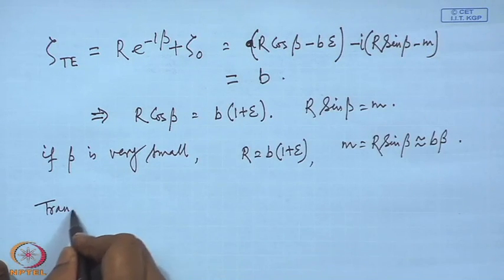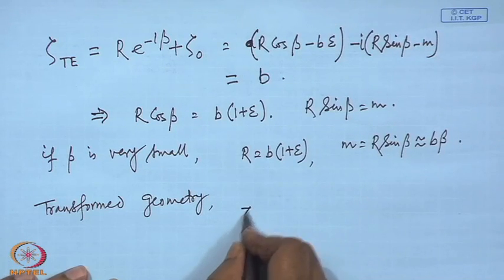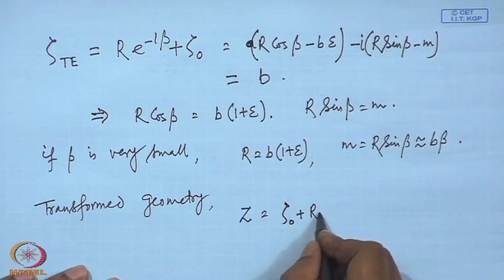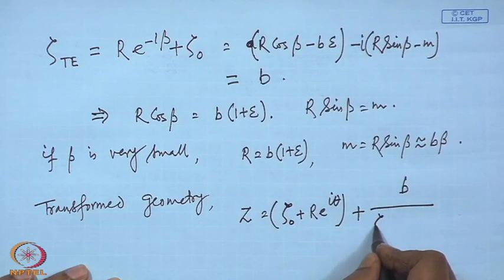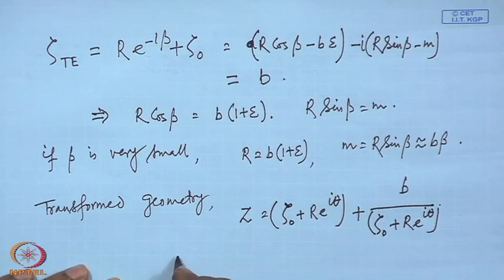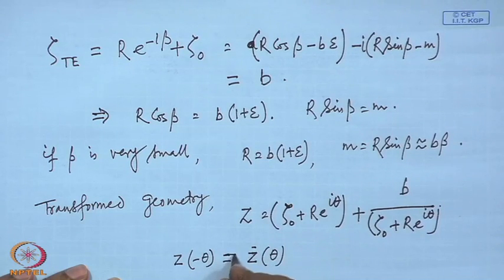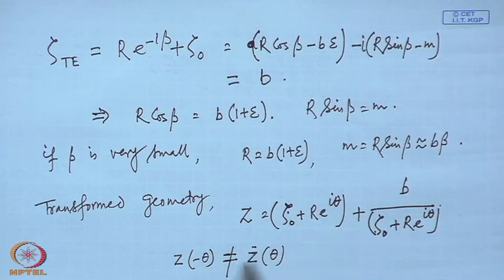The transformed geometry once again you can get, since zeta naught itself contains an imaginary quantity. In this case this relation will not be satisfied, or the geometry will not be symmetric about the real axis or x axis.